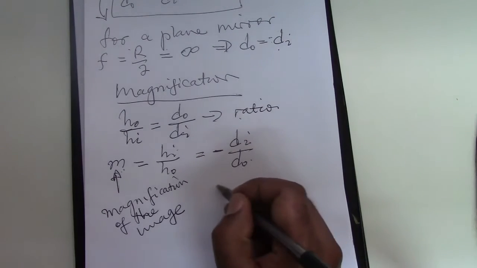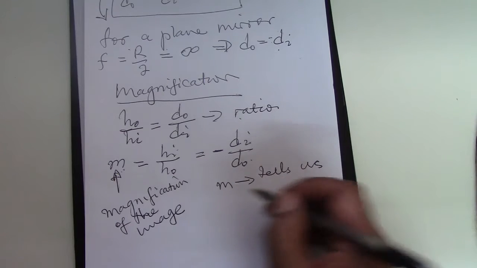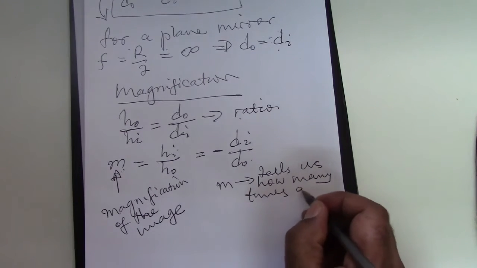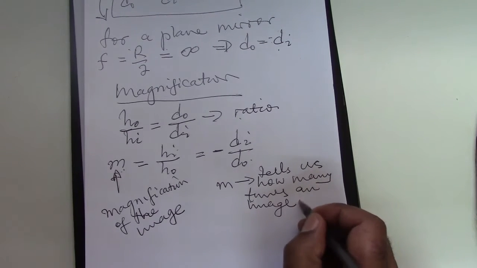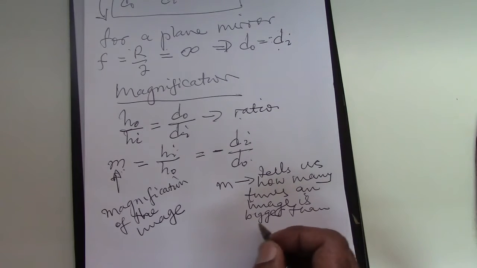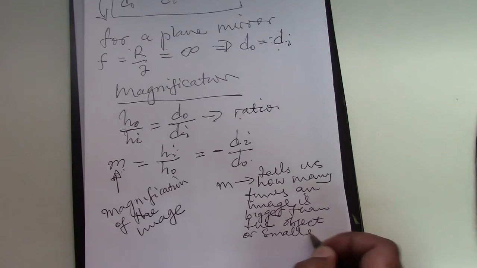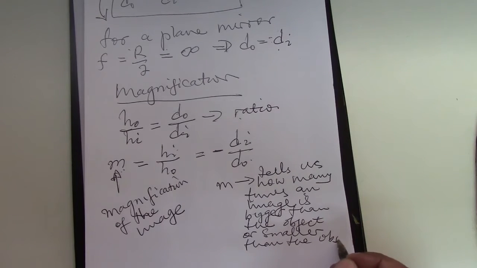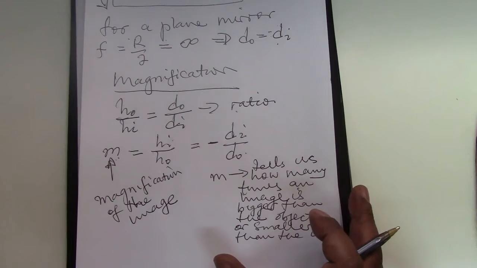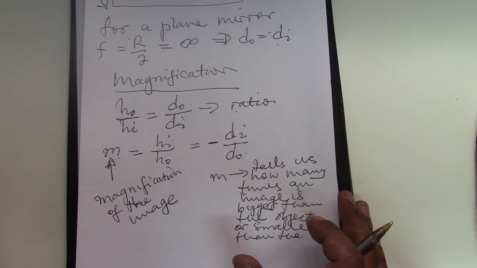Now the magnification M tells us how many times an image is bigger than the object, or smaller than the object. It simply compares how big the image is to the object. How many times the image could be bigger or could be smaller than the object. Right.